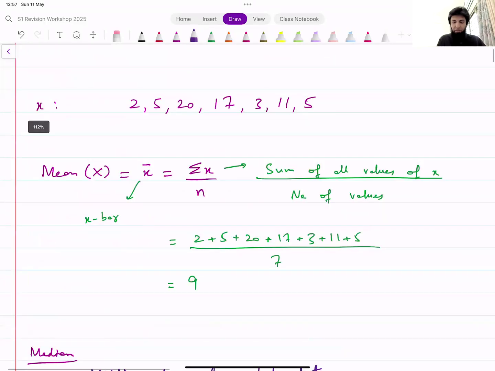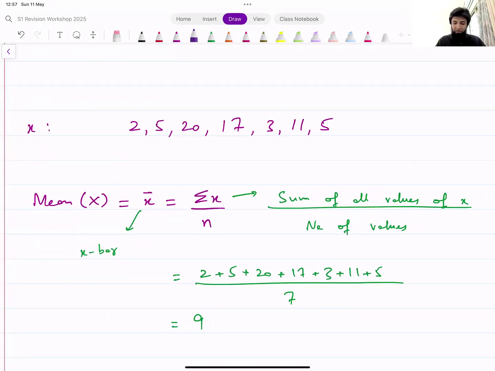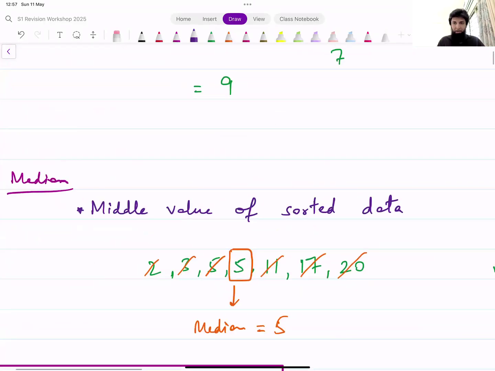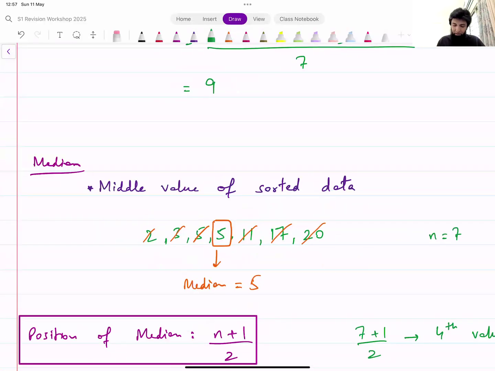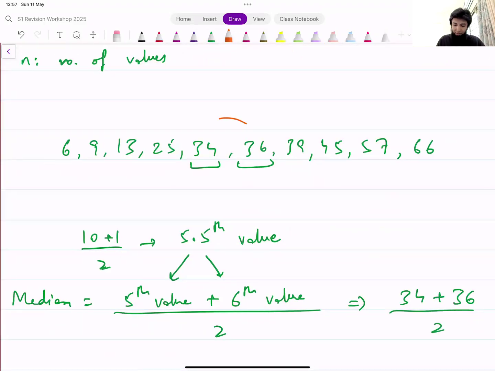Mean is straightforward. For mean, you just add up all the values, sigma x divided by the number of values, and you get the result. That's fairly straightforward. Median, you just sort the data, and the middle value in that sorted data, that's going to be the median. If it's an odd number of values, then it's going to be one value from the data itself. If it's an even number of values, then you would get two values in the middle, and you take their average, and that gives you the result.